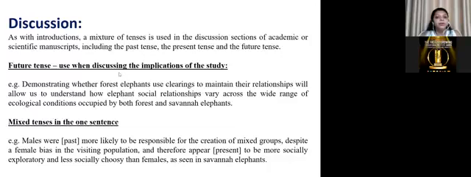And let's see how we are going to use mixed tenses. Let's see. Males were most likely to be responsible for the creation of mixed groups, despite a female bias in the visiting population, and therefore appear to be more socially exploratory and less socially choosy than females, as seen in savanna elephants.